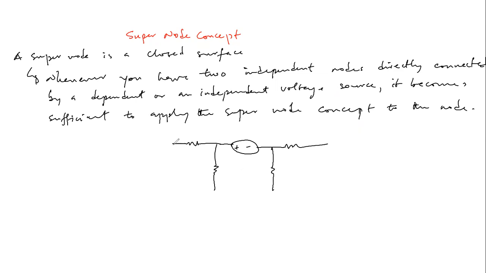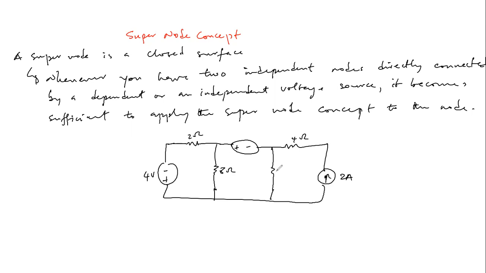Let's assume the current is flowing through here. So let's say this is 2 amperes. This is 4 volts. So let's assume we have a circuit like this. Let's say this is 2 ohms, 4 ohms, 8 ohms, 10 ohms.